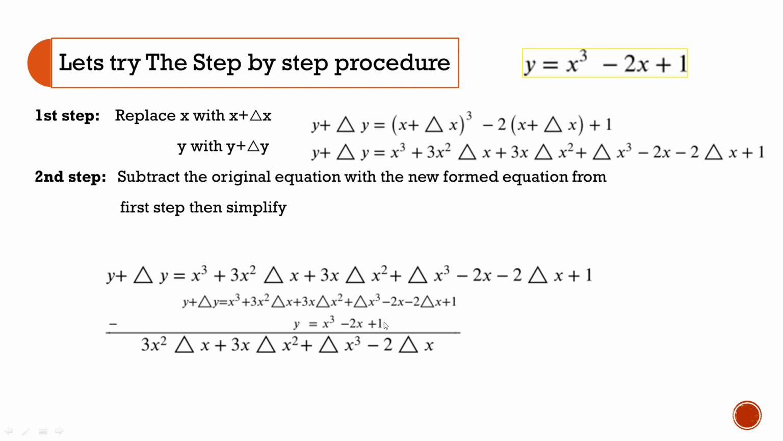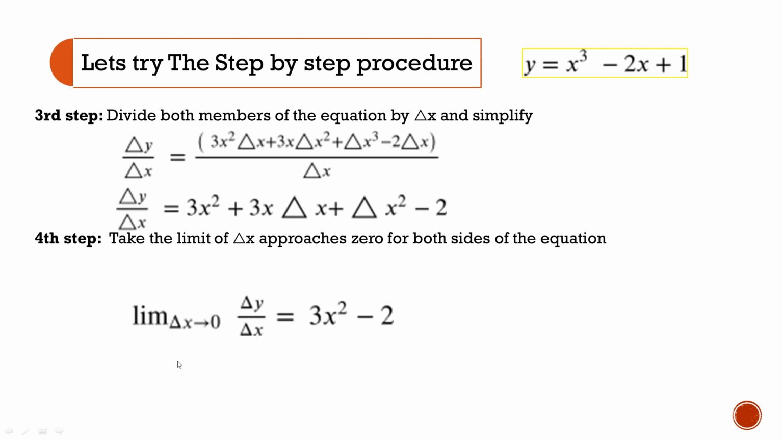So that is the second step. Actually, we have arrived with a function which is equivalent to delta y. And then the third step, we divide both members of the equation by delta x and then simplify. So simply delta y will be divided by delta x, as well as the right hand side of the equation.